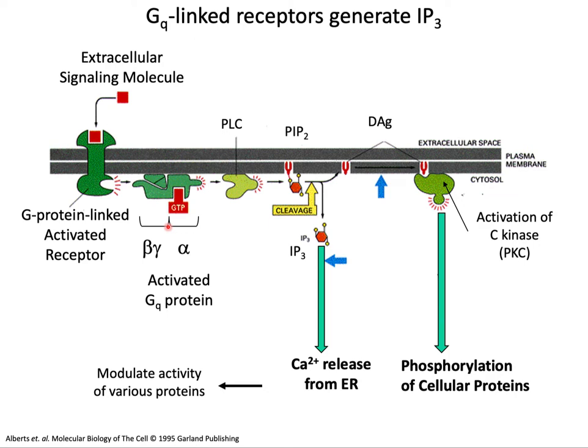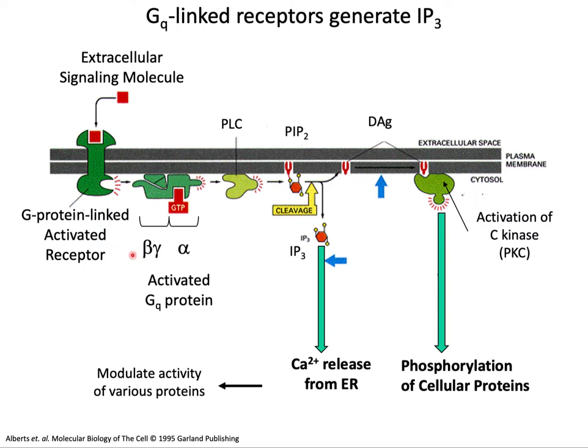Unlike S, which means stimulatory, and I, which means inhibitory, Q actually doesn't mean anything. It is an arbitrary designation by the cell biologist who first described this particular signaling pathway. The Gq protein works in the exact same way that we saw for the stimulatory G proteins.